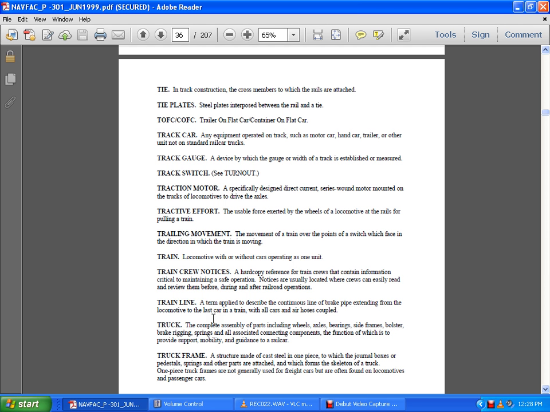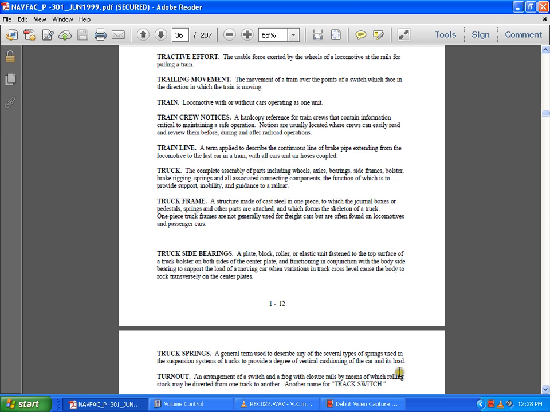The truck is an assembly of the parts of wheels, axles, bearings, side frames, bolsters, brakes, rigging, springs, and also connecting components that function to provide mobility or guidance to the railway car. The truck frame is a structure of cast steel that holds the journal boxes, pedestals, springs, and other attachments, which forms the skeleton of a truck in one piece, generally used for freight cars, and often found on locomotives and passenger cars.